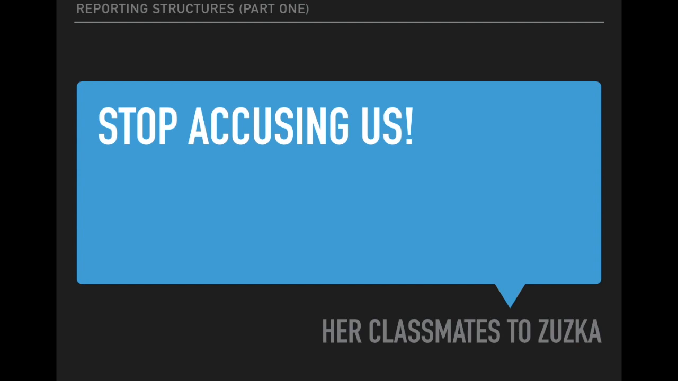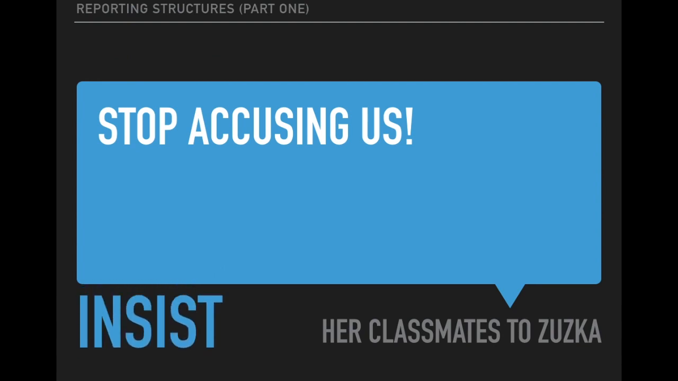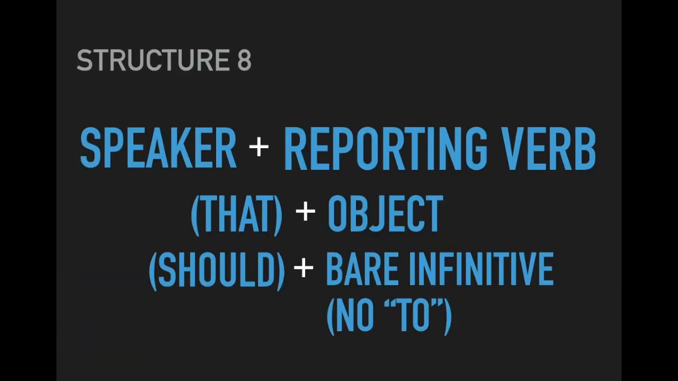Okay, so we'll move on to the last structure. This one is the most complicated. After Zuzka accuses her classmates of not studying, her classmates might say to Zuzka, stop accusing us. And if we report this, we might use a verb like insist. Many times, structure 8 is when we're telling someone to do or to stop doing something. So, lots of parts. Don't get too freaked out.